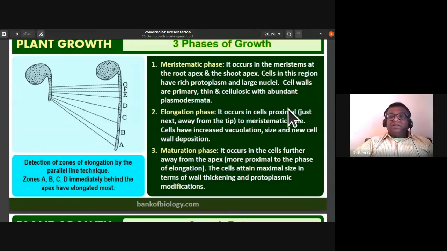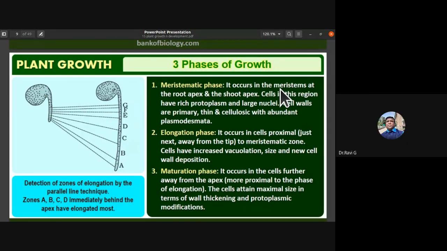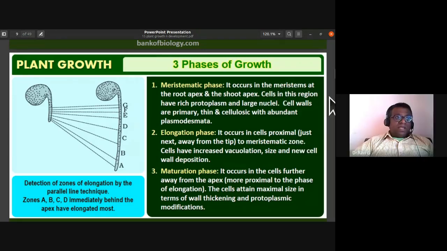So there are phases of growth. There is a meristematic phase, elongation phase, and maturation phase. So they will have this zone of cell division, cell elongation, and cell differentiation. In the meristematic phase, meristems, as you already know, are an undifferentiated mass of rapidly dividing cells found in the root and shoot apex. It is also found in the intercalary meristem in the internodal and nodal region. They are also found at the lateral side of the plant, which we call lateral meristem. So the meristematic phase is the cell division phase.